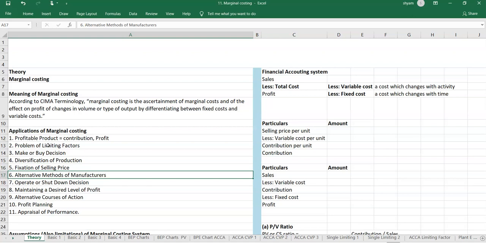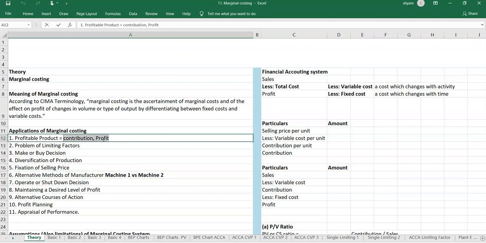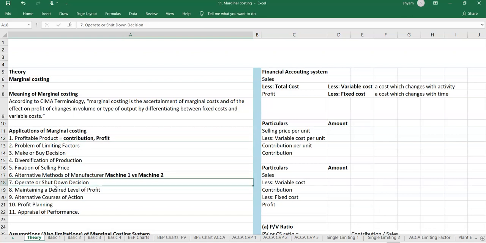Alternative methods of manufacturing: assume that you have to buy a machine for manufacturing. Will you buy machine 1 versus machine 2? If you want to take that kind of decision, then marginal costing is also useful. And operate or shut down: should you continue the business, or should you shut it down for a temporary period or permanently?